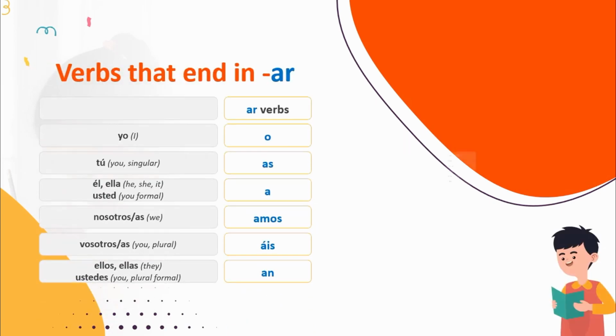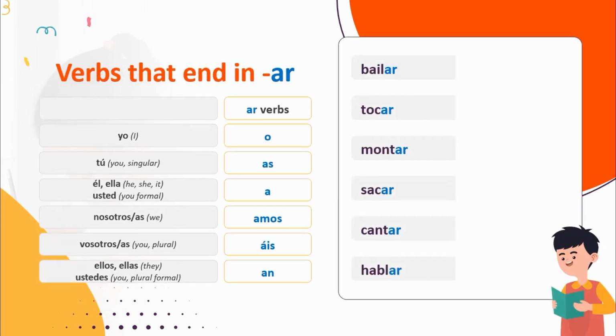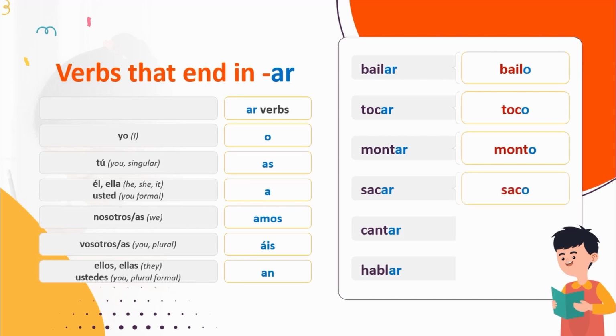Now that we know our present tense conjugation pattern, let's look at other key verbs for today's lesson and conjugate them all in the first person singular. I. Try to say it with me or simply repeat. Bailar, to dance. Bailo. Tocar, to play an instrument. Toco. Montar, to ride. Monto. Sacar, to take photos. Saco. Cantar, to sing. Canto. Hablar, to speak.